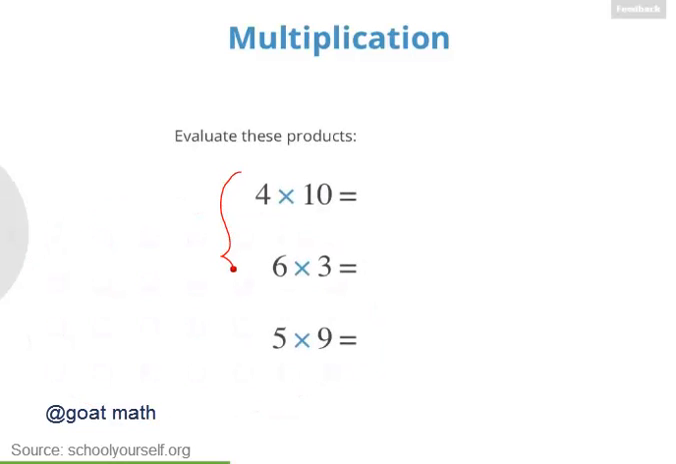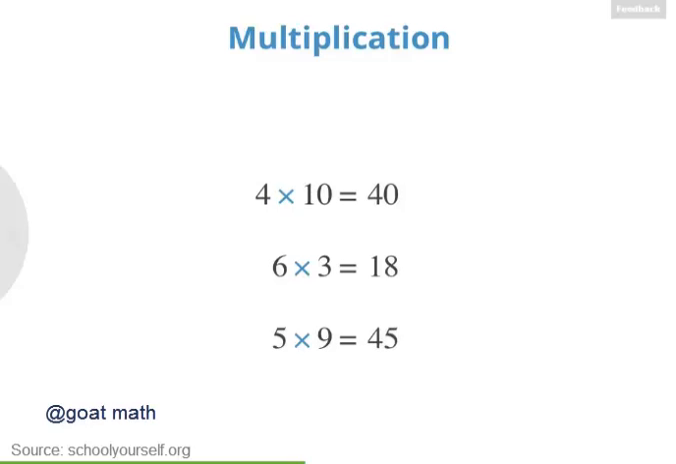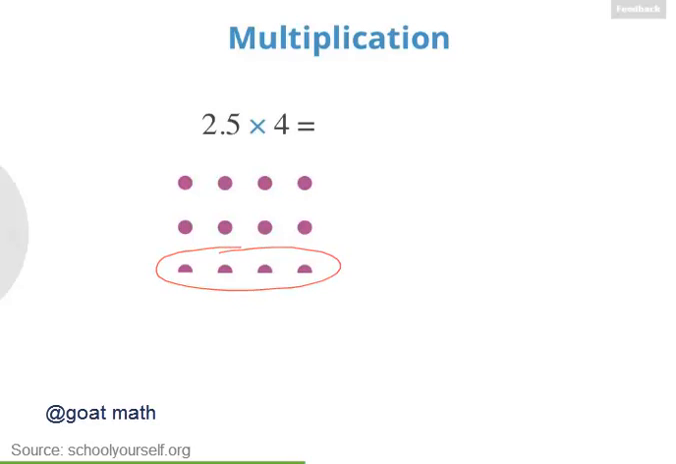Next, try evaluating these products. Nicely done. So here are these products. Now what about multiplying numbers that are not integers? For example, what's 2.5 times 4? Well, we can make 4 groups of 2.5 dots, and notice the half dots down here. We can combine these half dots to make some whole dots. And so 2.5 times 4 is 1, 2, 3, 4, 5, 6, 7, 8, 9, 10.